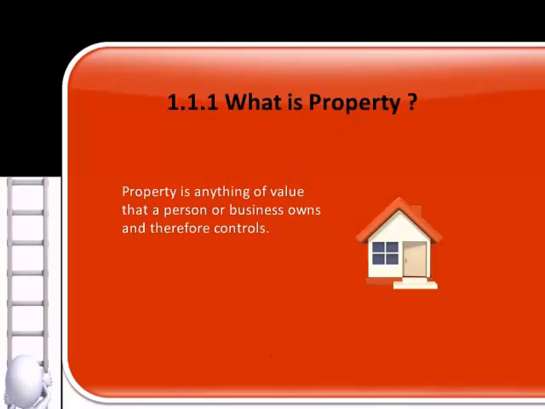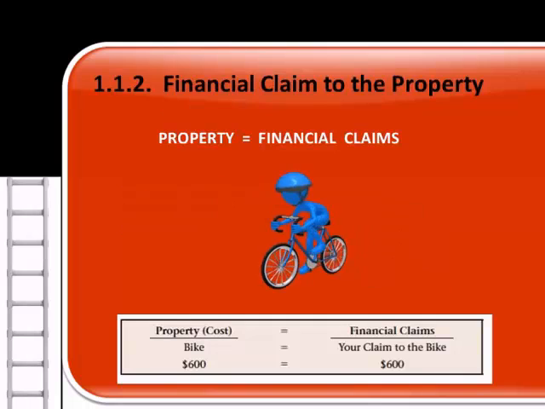Now, let's move on to what is property. The right to own property is basic to a free enterprise system. Property is anything of value that a person or business owns and therefore controls. When you own an item of property, you have a legal right to that item. That covers financial claim to the property.